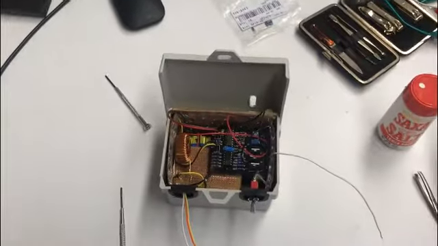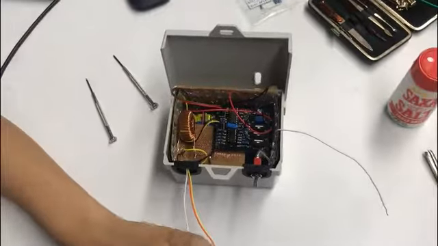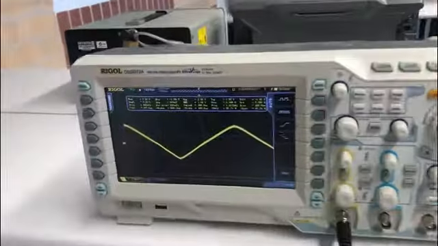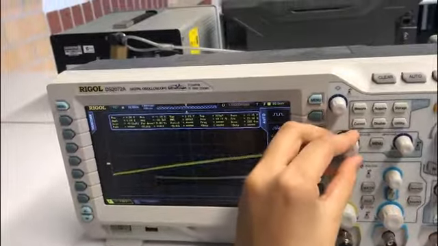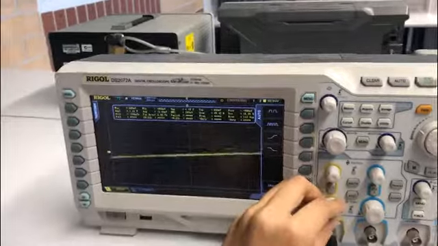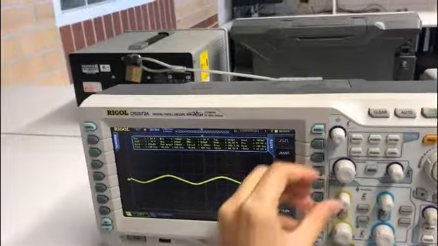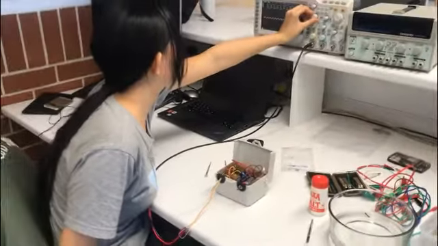We use a filter here to filter out the noise. Now let's see what it's like when we do not have the filter. You can see there's a lot of noise here. The line becomes thicker. You can see lots of high frequency noise, and it's the same with the sine wave here. We do not want that.